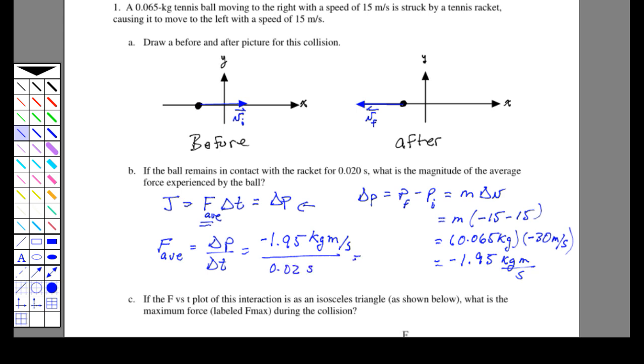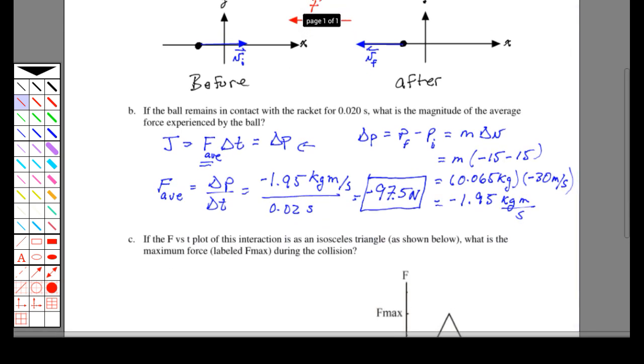And if you look, we're going to get units of kilograms meters per second squared, which is newtons. And you do the math, you should get negative 97.5 newtons. So that is the average force on the ball. The negative sign means it's to the left, in the negative x direction. So if we were to draw that on our axis, the force would have to be in that direction. All right, so there's part B. Let's look at part C.